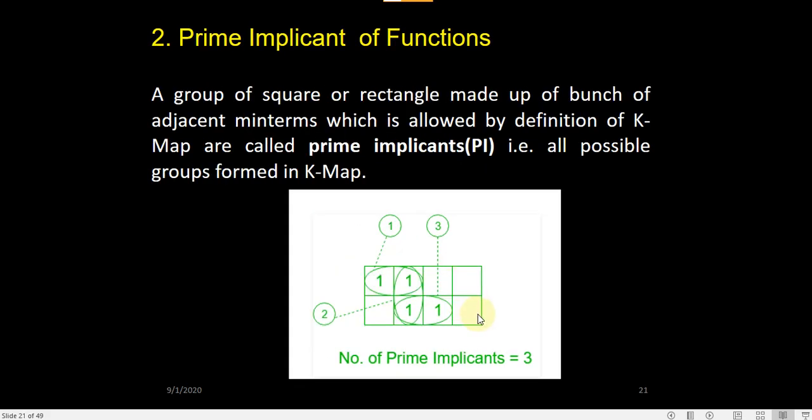Can you please go to the previous one? Yeah, here. If we had a bunch of 4 here, would we consider that as one prime implicant, or would we split it into 2, or would we take all the 3? No.